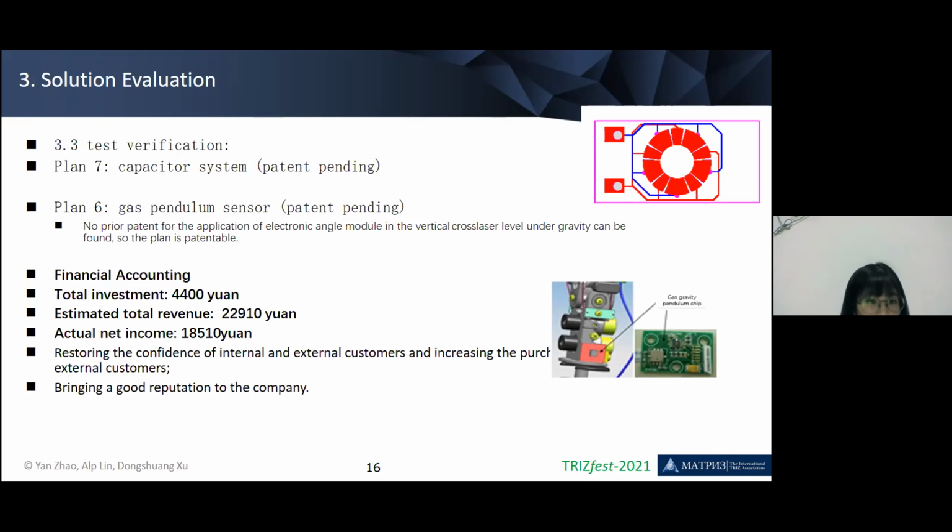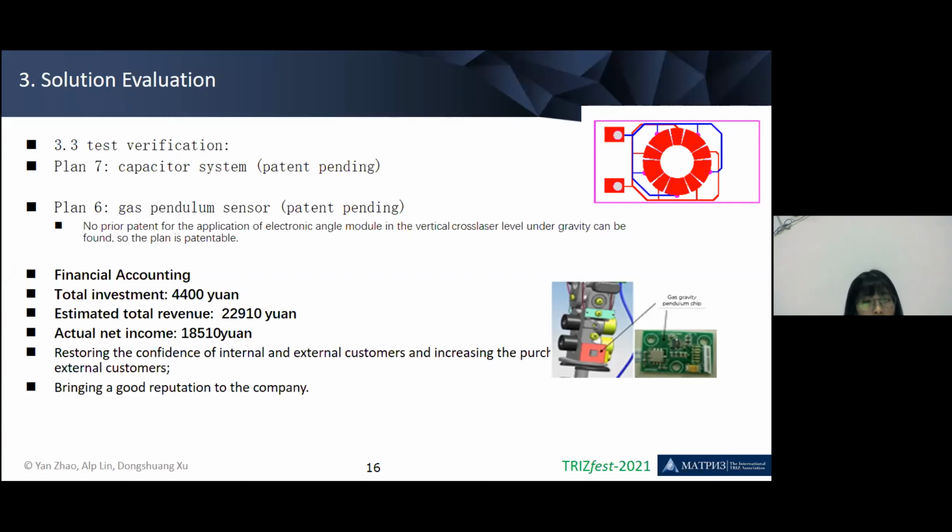Through the project, we invested 4,400 yuan in this project, and until the reporting day, we estimate that we can get total revenue of about 22,000 yuan. The revenue is not very large.